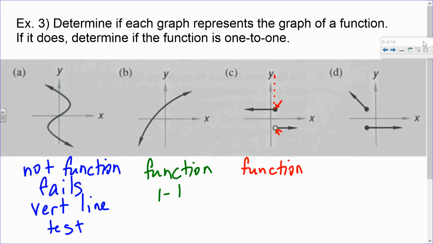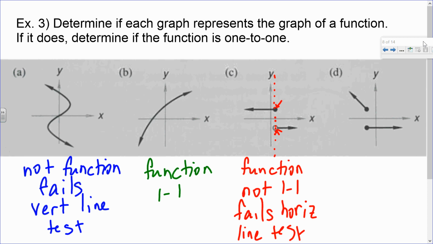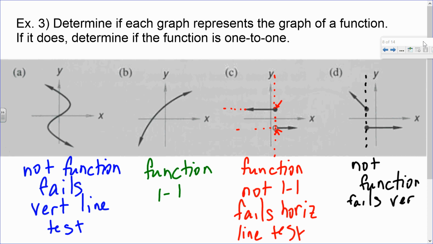If we did our vertical line right there, it would go through that top point, but that bottom one is not a point on the graph, so we're fine. What about one-to-one? It is not one-to-one because it fails the horizontal line test. We could put it either here or here, and it would fail that test. And the final one of these, what about the last one? Function or not a function? It is not a function. And if we were to put a vertical line right here, it would go through 2 points. So it fails the vertical line test.